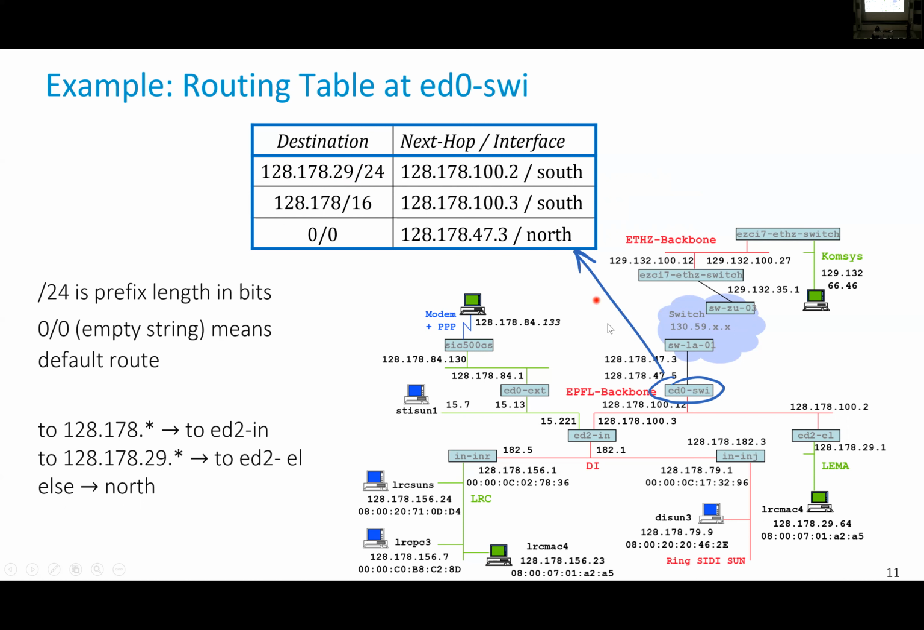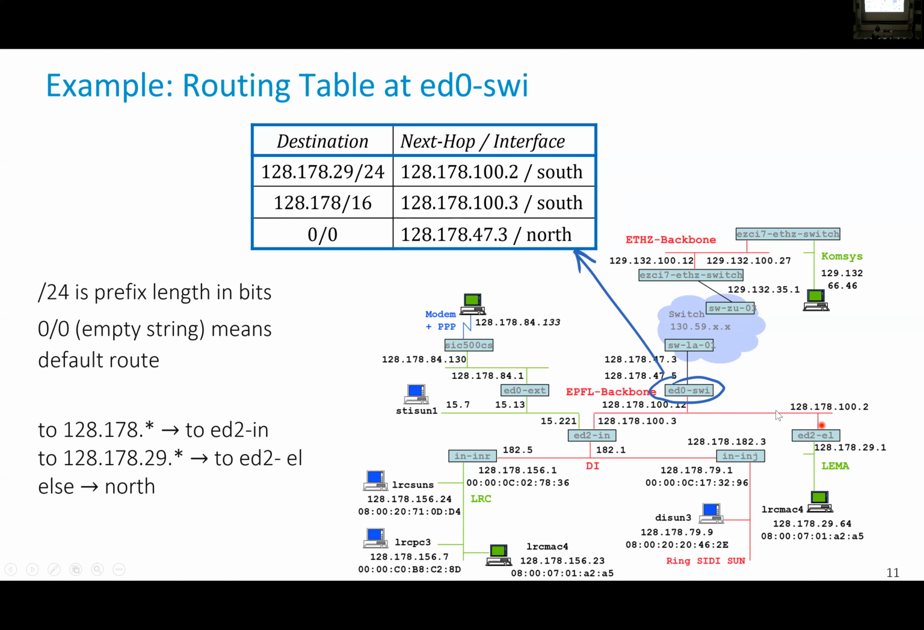What is this next hop? 100.2. So 100 is this subnet here, and 100.2 is, 100 is probably this one here. So it is this box here. This is the IP address of this box here. So it is saying anything that goes to this subnet prefix goes to this one. So what is this one?